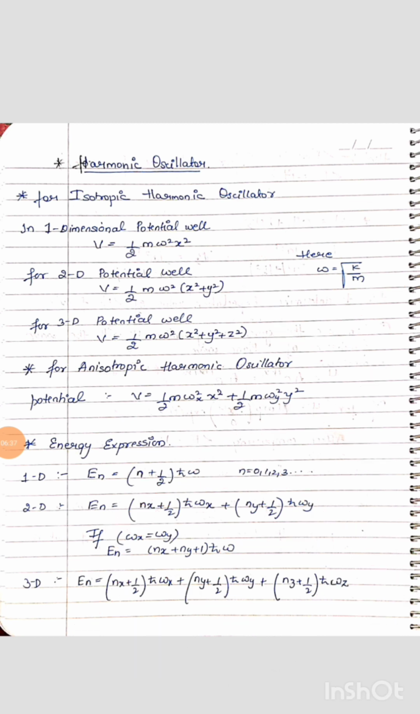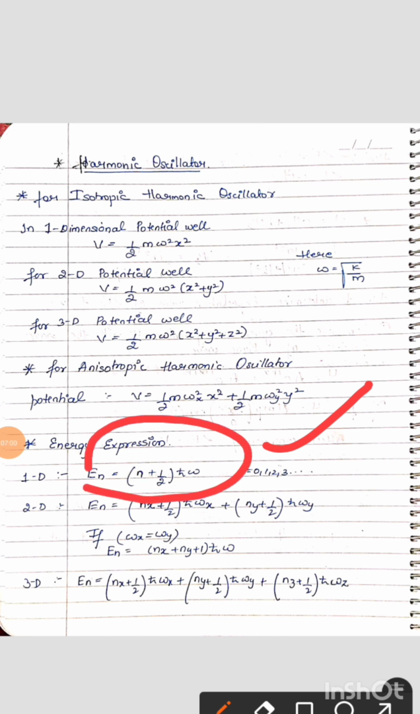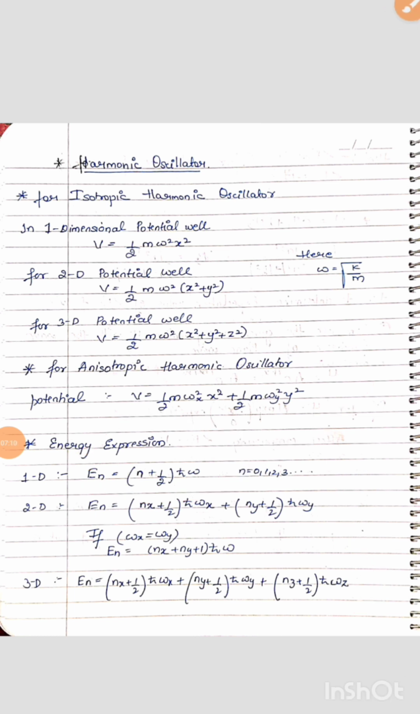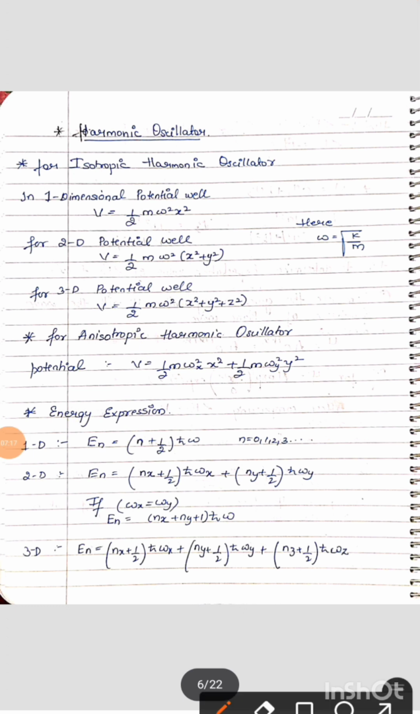Okay, remember this. Now the energy expression is given by, for 1-dimensional, En is equal to (n plus half) h cut omega, where n takes the values 0, 1, 2, 3, and so on. For 2D, it is (nx plus half) h cut omega x. This is for isotropic and these are for anisotropic. Now for 2D, it is (nx plus half) h cut omega x plus (ny plus half) h cut omega y. If omega x is equal to omega y, then En is equal to (nx plus ny plus 1) into h cut omega.